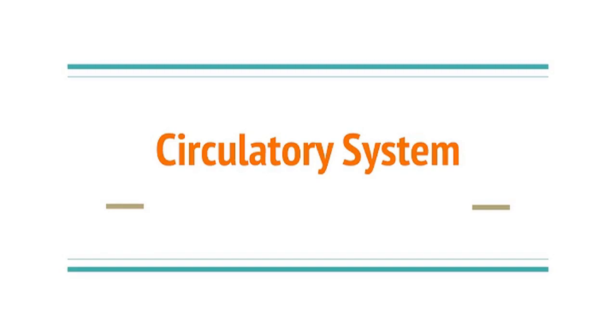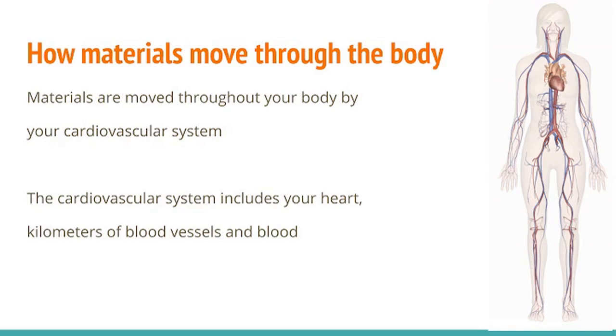We are learning about the circulatory system, which is also called the cardiovascular system. The materials being moved throughout the body are oxygen and carbon dioxide. Oxygen is very important for the muscles in your body, as well as waste products like carbon dioxide. Your heart is made up of cardiac muscle, while the blood vessels are composed of smooth muscle. The blood is going to carry the materials throughout your body.